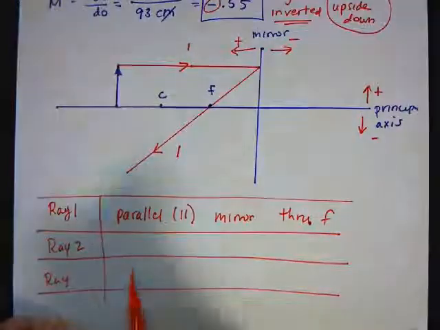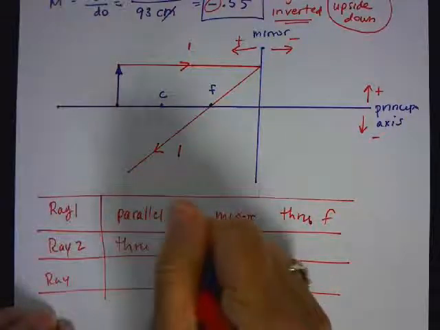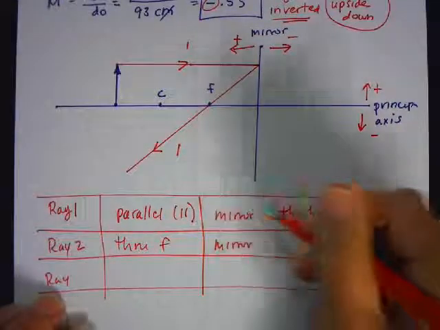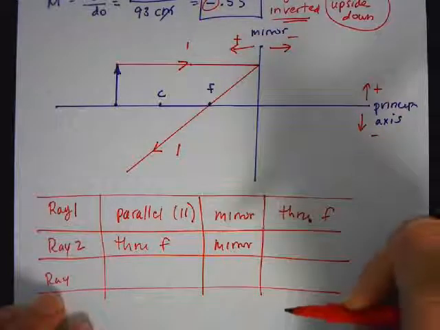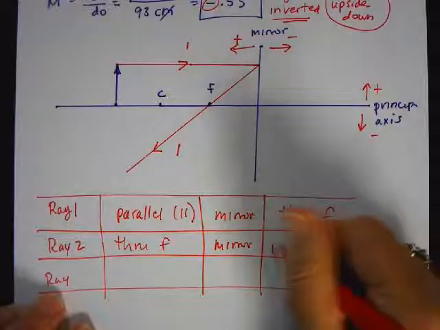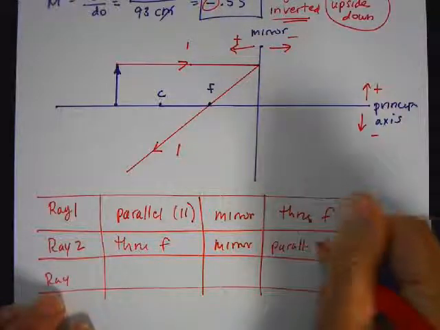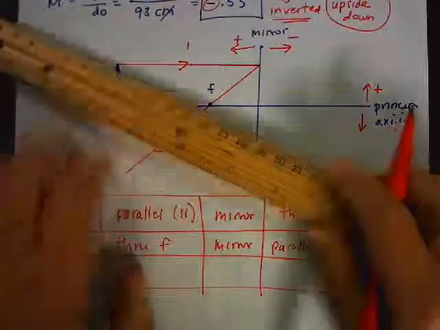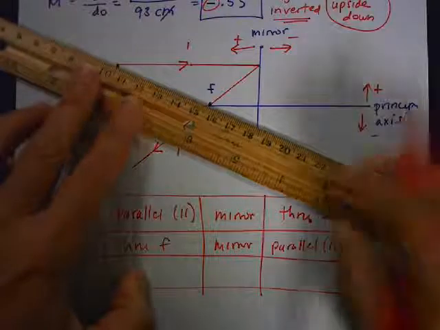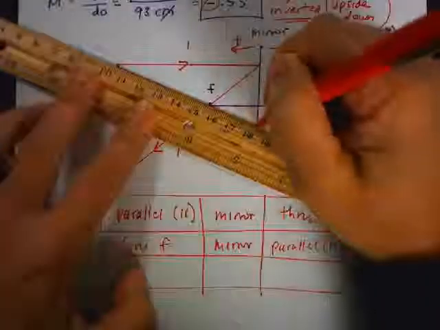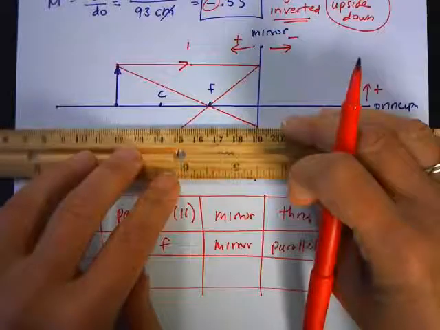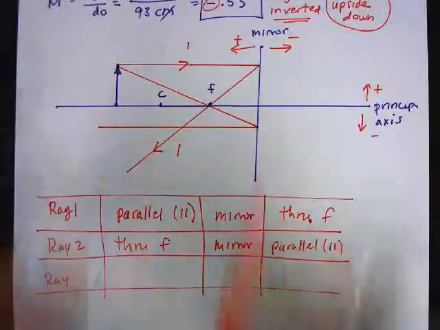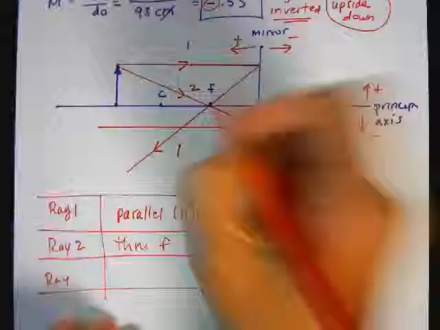Ray number 2, I'm going to go through F. I hit the mirror. Remember, when it hits the mirror, it reflects or bounces off. And then I'm going to go parallel. So those are just the opposite of one another. Okay? So now I'm going to go through F. I'm going to hit the mirror, and then I'm going to go parallel. So that's ray number 2. Should have done them in different colors.